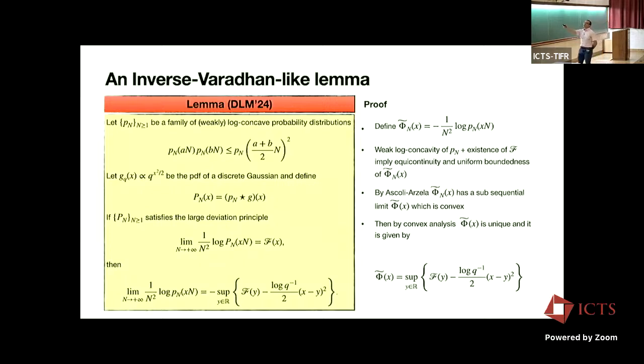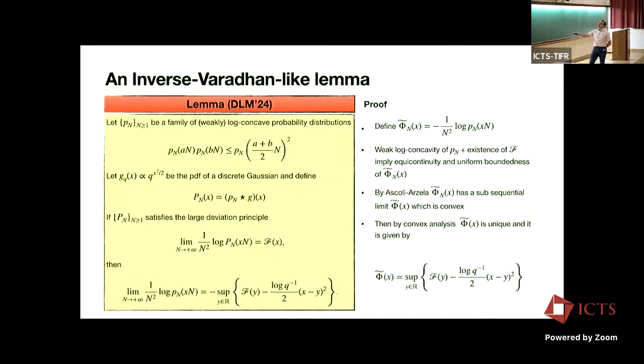Actually, we didn't come up with the name. Dembo heard about our paper and he said this thing, so I just decided to call it the inverse Varadhan-like lemma. The Varadhan lemma allows you to recover a large deviation principle after you know large classes of functionals of your process. But in this case, we only know one functional of our process, which is the convolution with a parabola, which you see here.